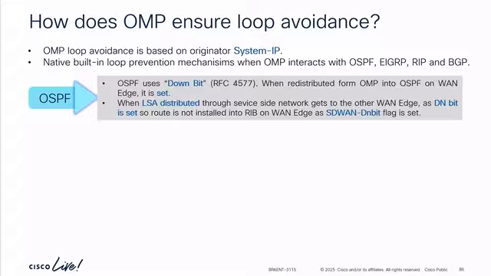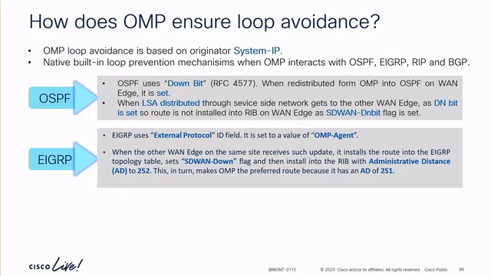When the remote WAN edge device in the same site receives that LSA update, it will not install it because it has the down bit flag set. It will prefer the routes which it learned from OMP. In EIGRP, when the routes are redistributed from OMP into EIGRP, the WAN edge device sets the external protocol field to OMP agent, meaning that these routes were learned through OMP. When the EIGRP update is sent towards the LAN site and reaches the other WAN edge device in the same site, and it finds that the external protocol is set to OMP agent, those updates will not be preferred. It will prefer the routes which it learns from OMP.